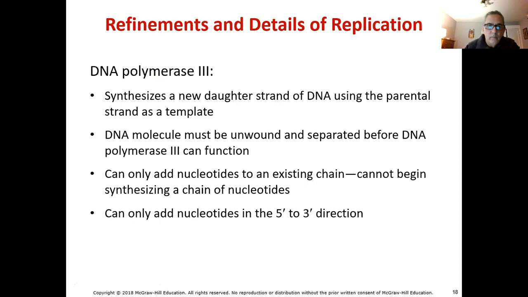The DNA polymerase synthesizes a new daughter strand and uses the parental strand as a template to make a complementary strand. The term complementary refers to the fact that A always binds to T and G always binds to C. The molecule, being that double helix, has to be unwound and separated to make a new chain. Nucleotides can only be added in the 5' to 3' direction.